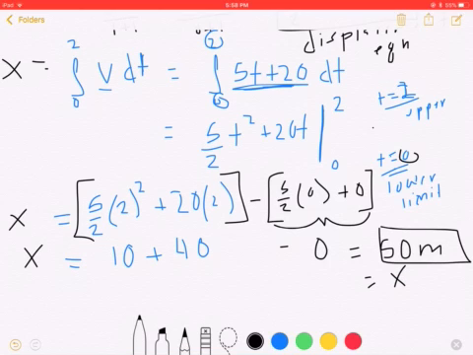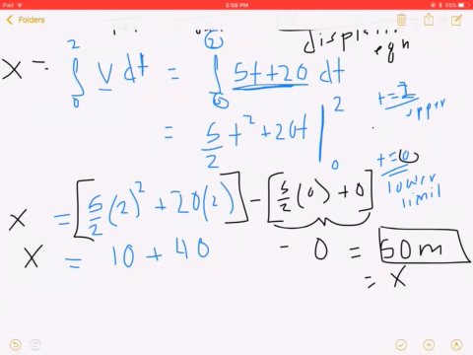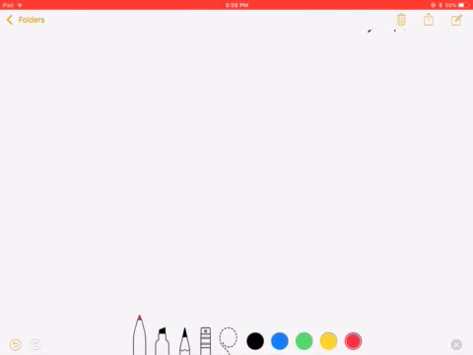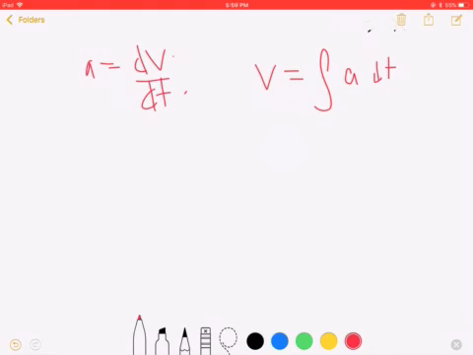For acceleration, you're going to want to do the same basic process. Okay, and what that would look like. You know that the acceleration, a, is equal to the derivative of velocity with respect to time. So to get velocity from acceleration, I'm going to integrate the equation or the function they give you for a in terms of dt. Then you'll want to evaluate from 0 to 2 seconds, like we did in the previous example.